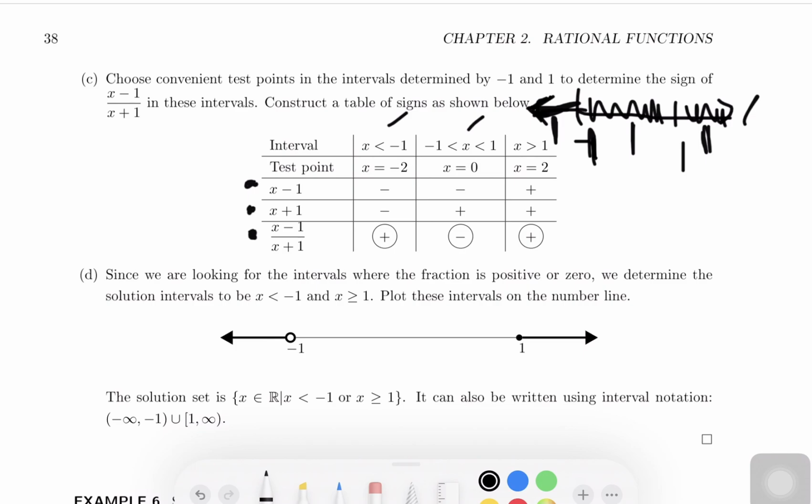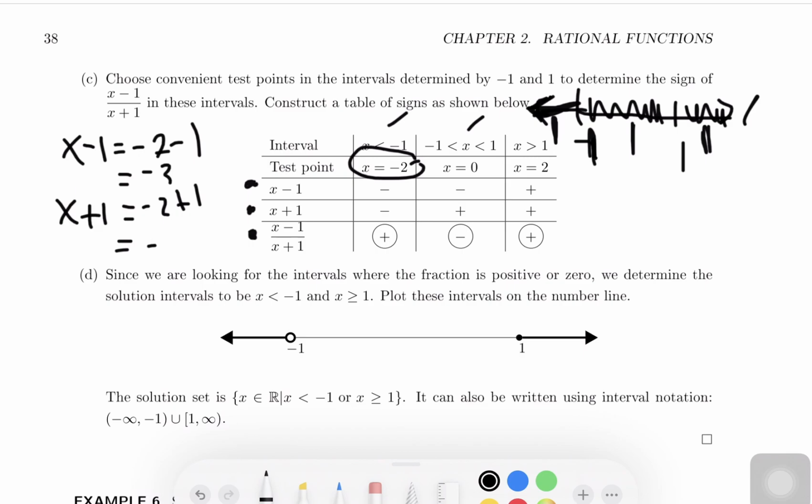Now, how do we get the minus or plus here? In order for us to determine if it is minus or plus, we need to substitute our test point. For example, if x is negative 2, then x minus 1 becomes negative 2 minus 1, which is negative 3. So that is why negative ang nakabutang. For x plus 1, negative 2 plus 1 is still negative 1. So just copy the sign, that is negative.